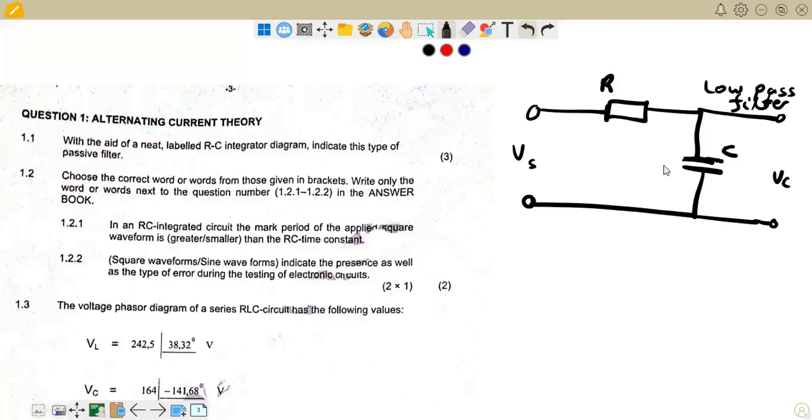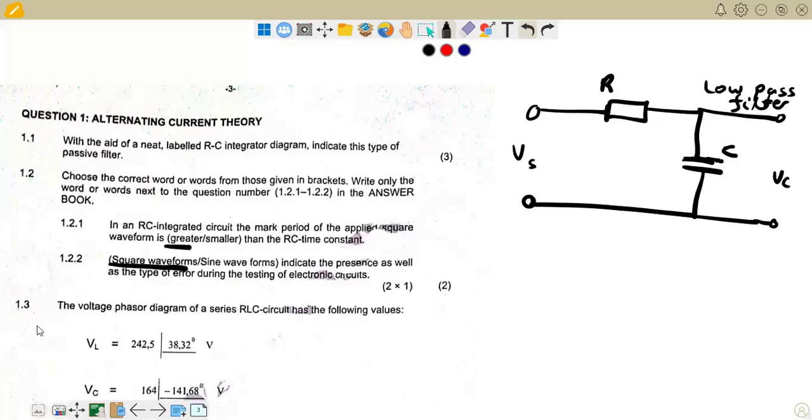Right. So let's quickly go to question 1.2. It says, choose the correct word or words from those given in brackets. Write only the word or words next to the question number in the answer book. In an RC integrated circuit, the period of the applied square wave is either greater or smaller than the RC constant. That's actually greater than the RC time constant, okay? Then, square waves or sine waves: that's square waves. Square waves indicate the presence as well as the type of error during the testing of the electronic circuit. So the square waves actually do that, right?